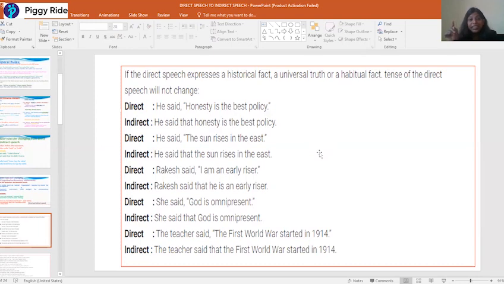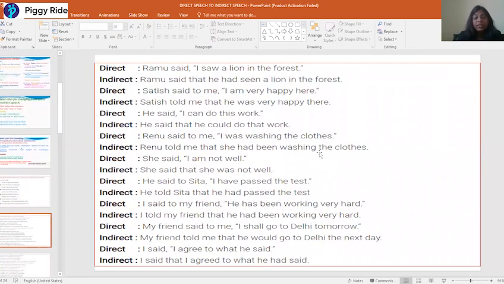The teacher said that the First World War started in 1914. Okay, so by these examples, I am sure you have got a clearer perspective of how to change from direct speech to indirect speech. And I am sure now you have understood which places we need to apply direct to indirect. Why it is so very important for students.